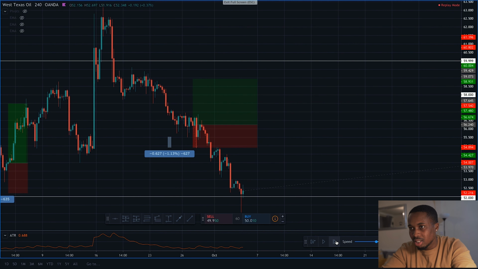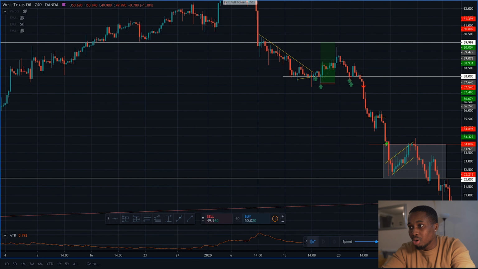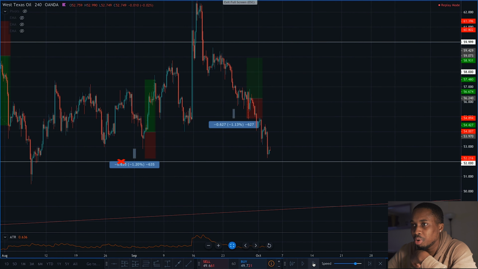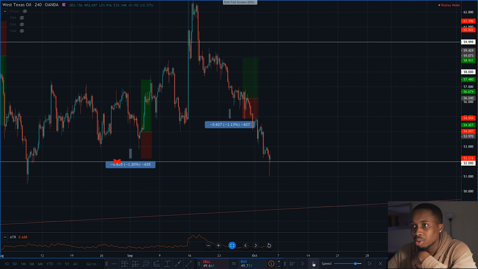Okay, we have a rejection candle right there. I don't know what's gonna happen next. Let's wait. Oh no, I messed it up. So let's go forward again and let's not make that mistake. Okay, so we get a rejection candle right there. Let's see if we find an opportunity to enter the trade, like an engulfing or something like that.